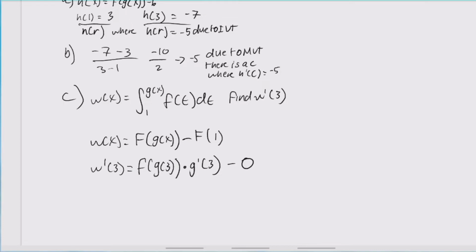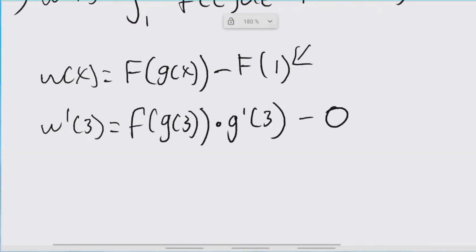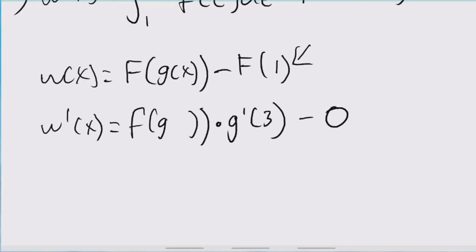I'm taking the derivative of this F and evaluating at 3, times g prime of 3, minus 0. Now the reason this F of 1 becomes 0 is because in your original w of x function, I was doing F of 1, which means that this is going to be a constant. So when I'm taking the derivative of a constant, it becomes 0.